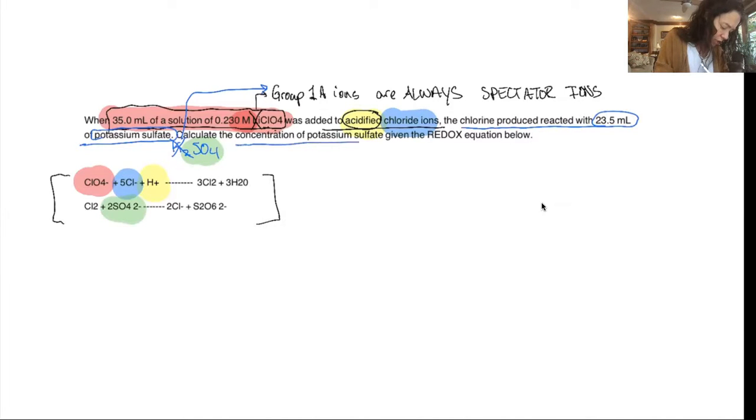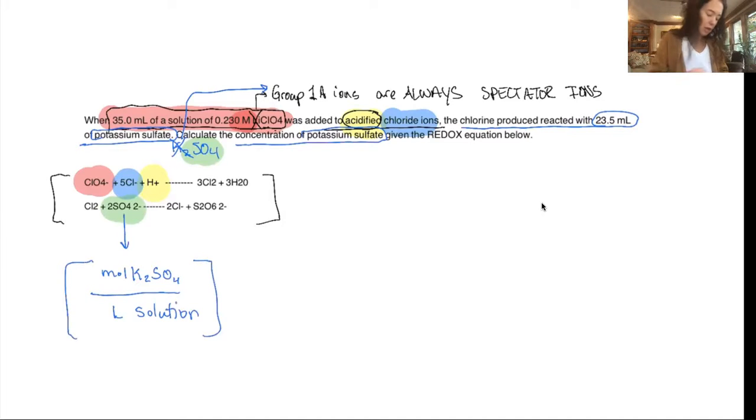Calculate the concentration of potassium sulfate. That is moles potassium sulfate per liter solution. All right, that right there is our answer. Right, you've got to know what you need in order to get the answer. This is what we need. So let's see if we know anything else. Given the redox equation below, we have not studied redox. We will soon, and then we'll study it really good later. Redox is the best.